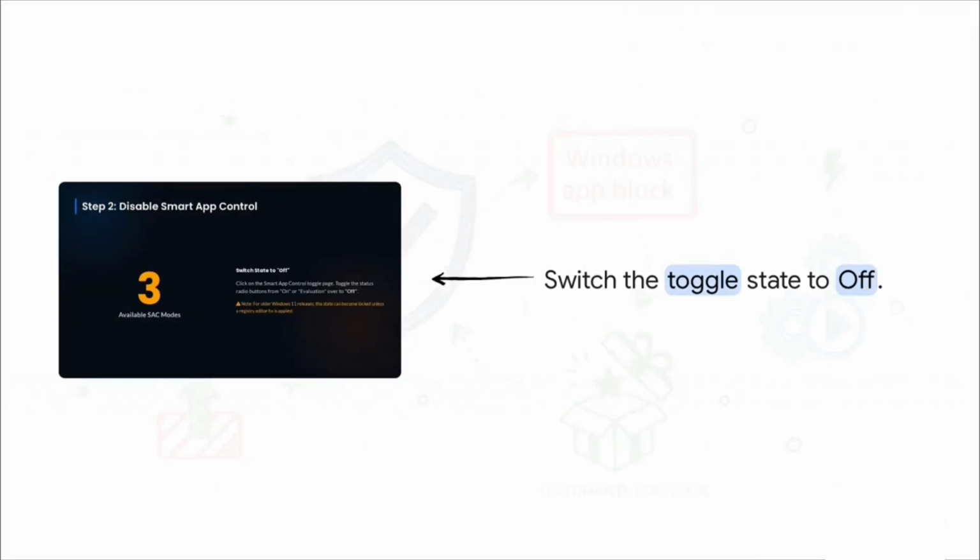Once you are inside the App and Browser Control menu, look for the radio buttons under Smart App Control. You'll likely see it currently set to On or maybe Evaluation. What you need to do is simply toggle that status over to Off. But hold up, I need to give you a very important warning right here. Depending on exactly what version of Windows 11 you are running, especially if you're on older releases, once you turn this off, this state can become permanently locked.